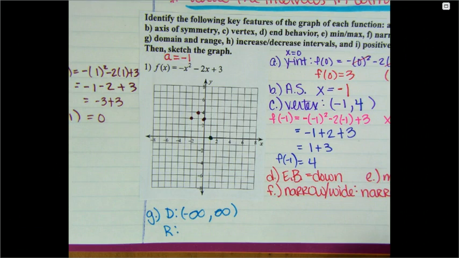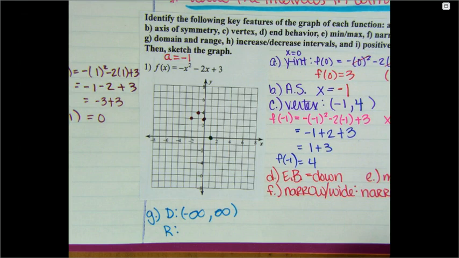We good? Questions? Concerns? All right, here goes the next part. Go ahead and label increase and decrease on the paper. So on your graph, label where it's increasing and where it's decreasing. What's my purple one? Increase or decrease? Decrease. The blue is what? Increase.